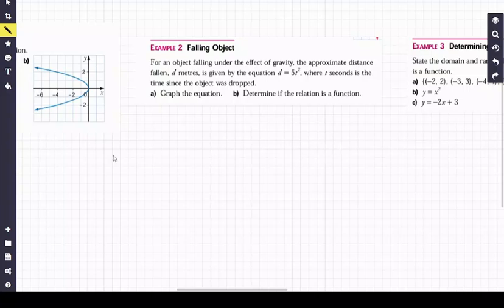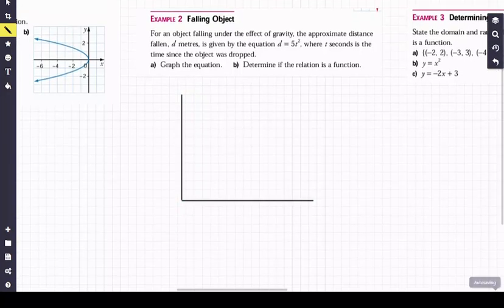Now let's talk about graphing a function. We have an object falling under the effect of gravity. The approximate distance fallen, in d meters, is given by the equation d equals 5t squared, where t is the time since the object was dropped. So let's go ahead and graph this one. Draw this plane. Obviously on the bottom we have time, because this is our independent variable. And then we have distance.